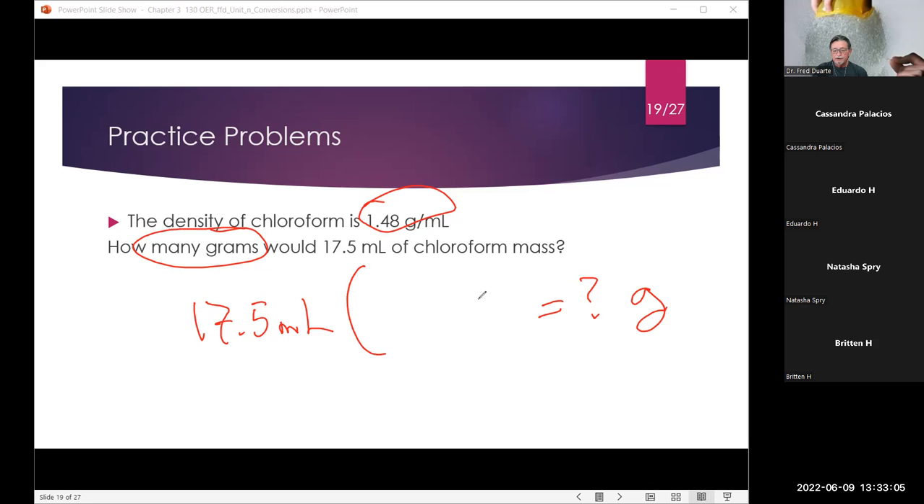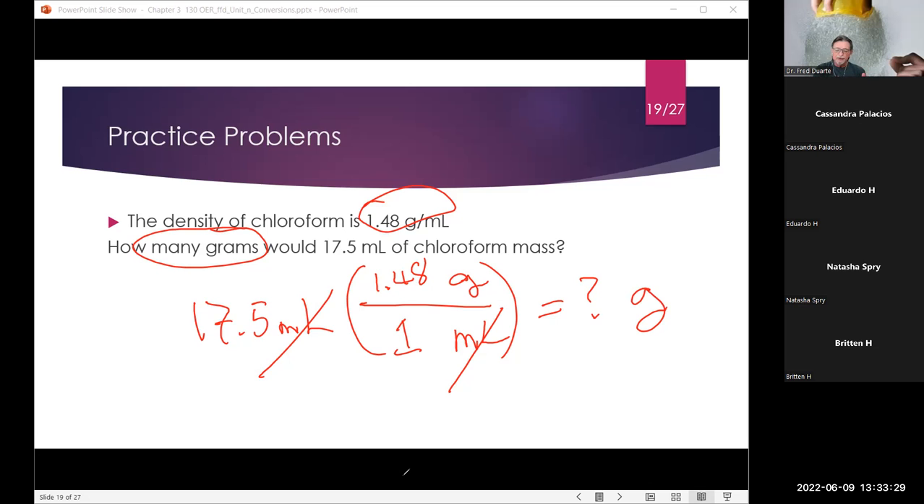Which means we're using density here. So I need a factor with milliliters in the denominator. Why? Because I want to cancel those, and I want grams to be in the numerator. So I've got 1.48 grams in the numerator and 1 milliliter in the denominator. So I've got it set up properly.